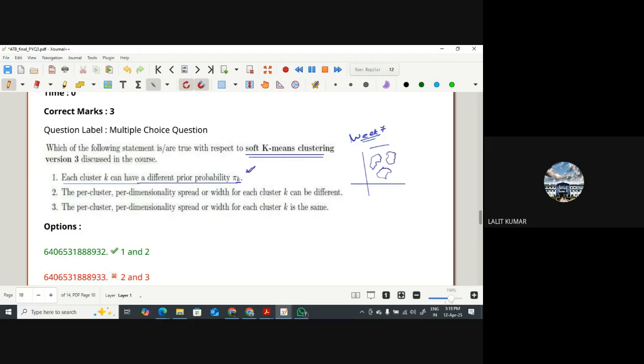So this is true. The per cluster, per dimensionality spread or width for each cluster K can be different. So this is also true. In that also he had covered that you can control the width and distance of these clusters. The per cluster, per dimensionality spread or width for each cluster K is the same. This is incorrect. So only the first and second are correct. So this is for soft K-means.